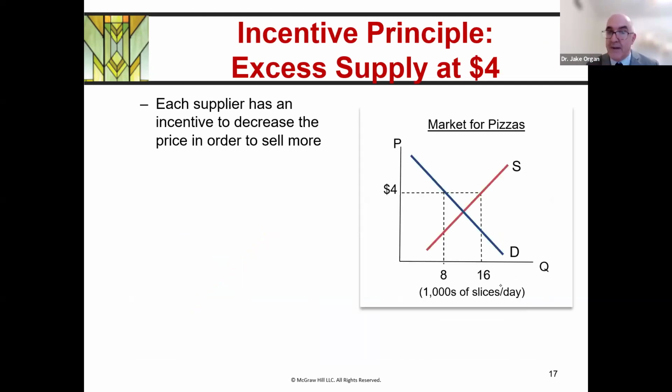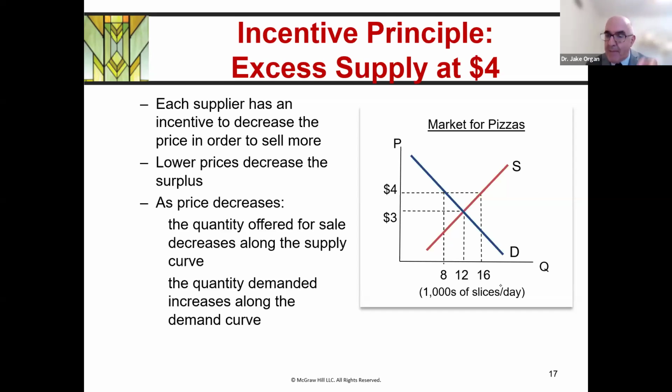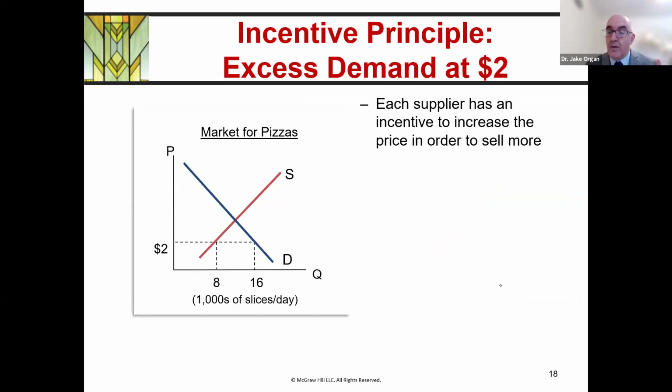So each supplier at $4 has an incentive to decrease the price in order to sell more, because the reality is they're going to have all this pizza lying around unless they drop the price. That's what's called the incentive principle. There's an incentive to drop the price, which decreases the surplus, and then bit by bit, until you get to the equilibrium. And the same with the excess demand.